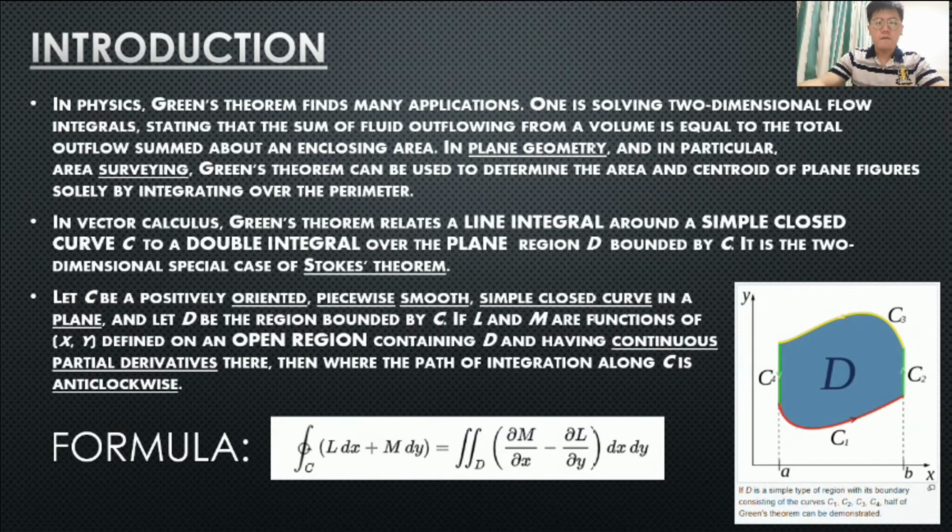In physics, Green's theorem finds many applications. One is solving two-dimensional flow integrals, stating that the sum of fluid outflowing from a volume is equal to the total outflow sum about an enclosing area. In plane geometry, and in particular area surveying, Green's theorem can be used to determine the area and centroid of plane figures by integrating over the perimeters. So as you can see, the formula for Green's theorem is shown as the integral of L dx plus M dy equals the double integral of ∂M/∂x minus ∂L/∂y.